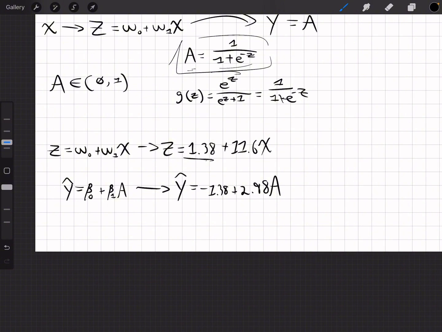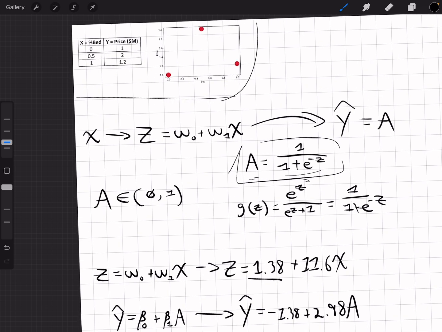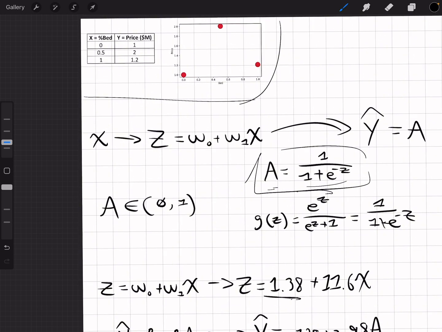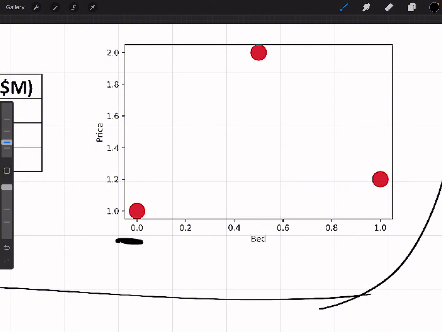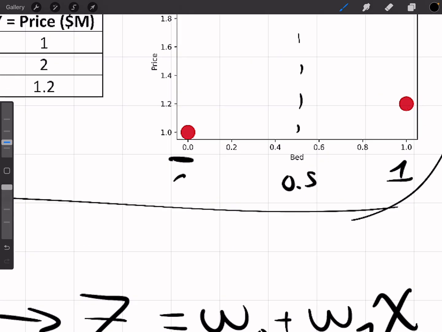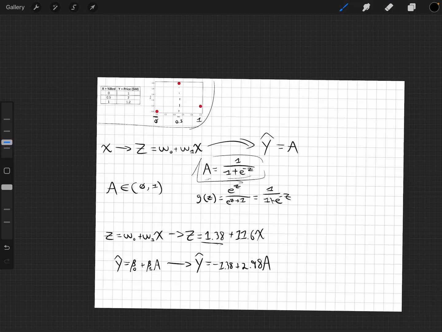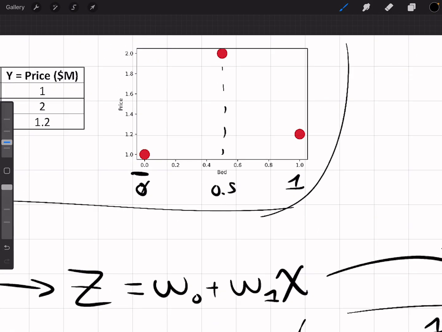Nah, it's worth it. So we plug in our different values of x here. They're given to us here. So we have 1 at 0, 1 at 0.5, and then 1 at 1. Okay, so they're not arbitrary. They come from our data.